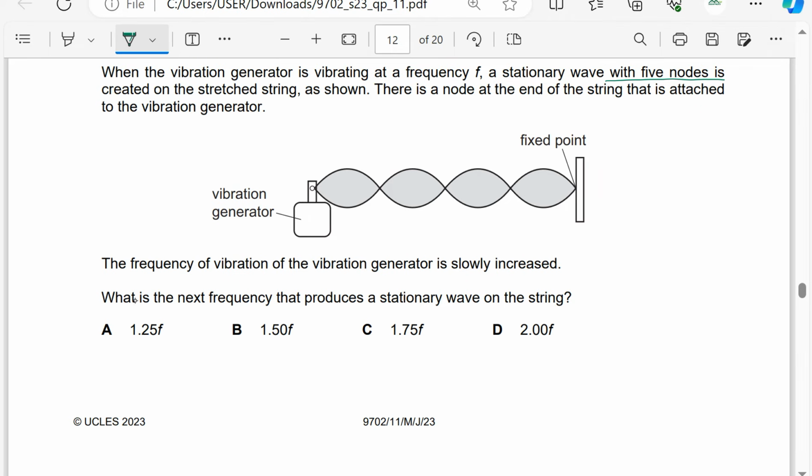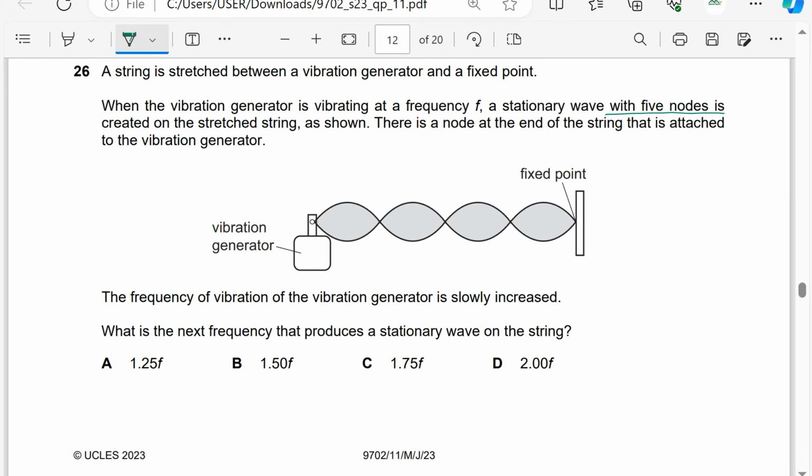Okay, so since this is a string, I'll just use a simpler method. This is 1, 2, 3, 4. The frequency Fn is equal to n times f naught for a string, where n is a whole number. So this is 1, 2, 3, 4. So this is f4. f4 is equal to 4 times f naught.